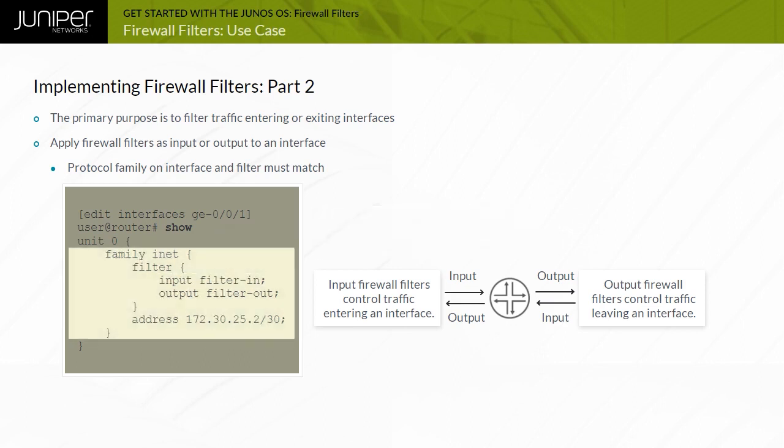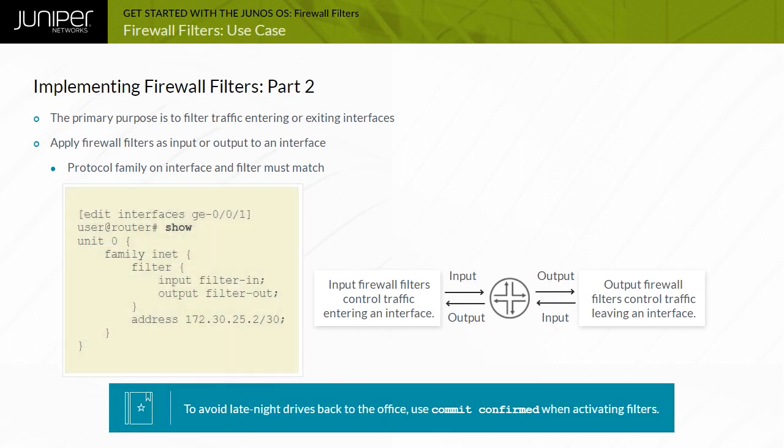You can also apply multiple filters to filter traffic using the input-list or output-list configuration options in the edit interfaces interface-name unit unit-number family inet filter hierarchy.